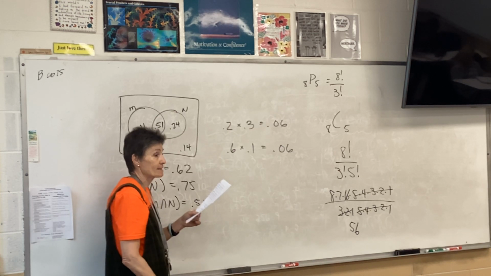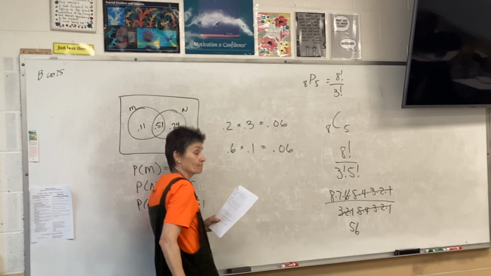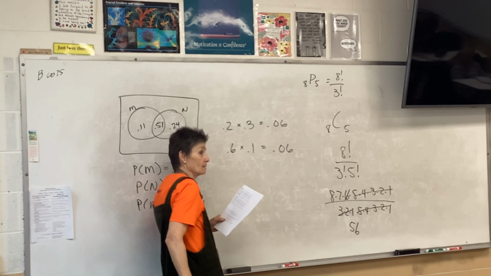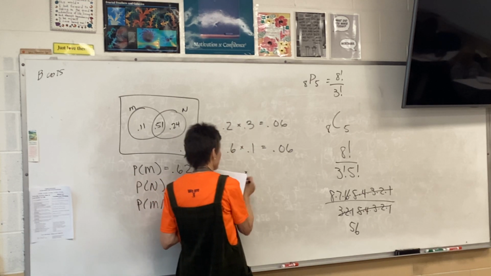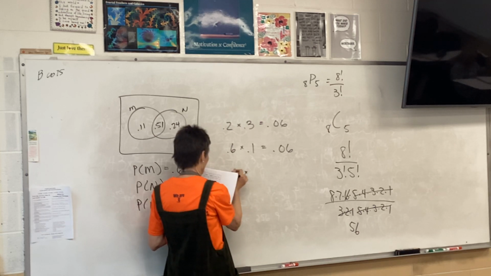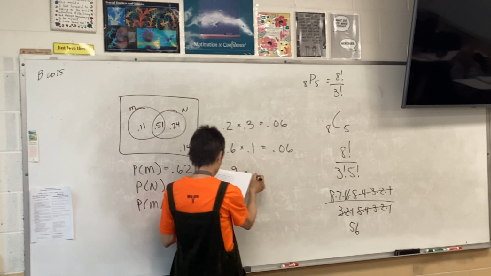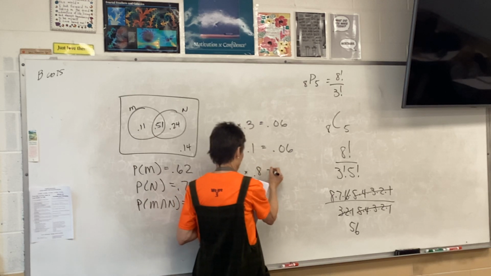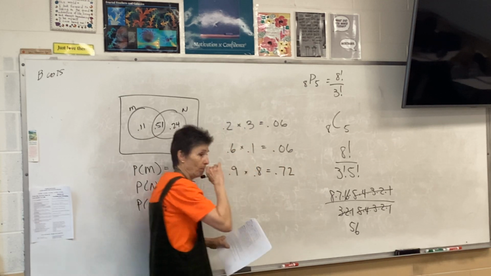Neither likes science. What am I multiplying if neither likes science? So not science, not science. 0.9 times 0.8. 0.72.